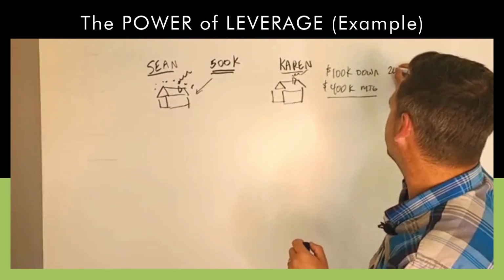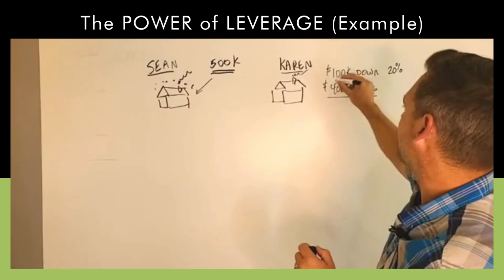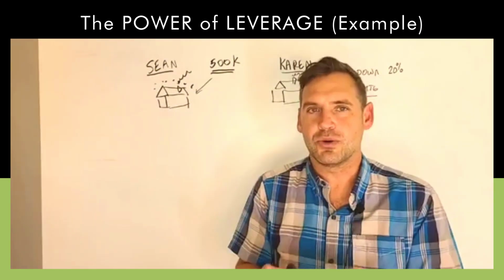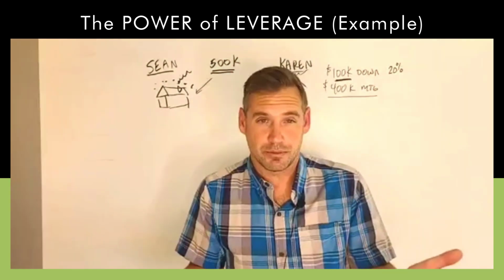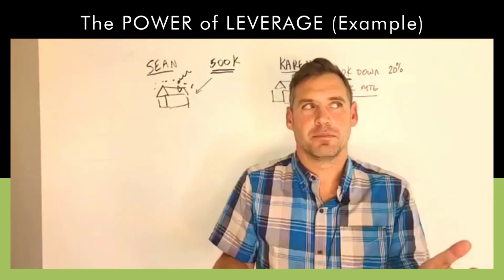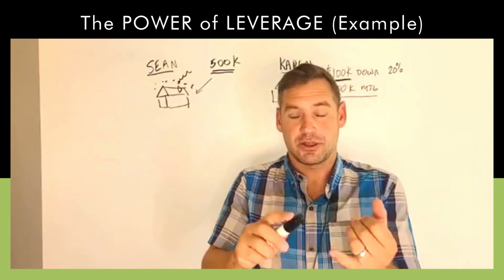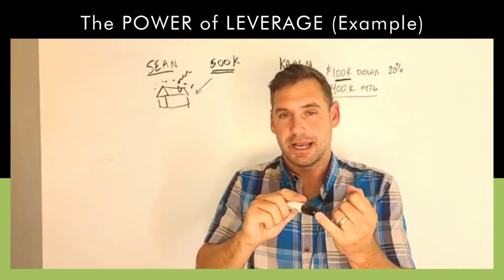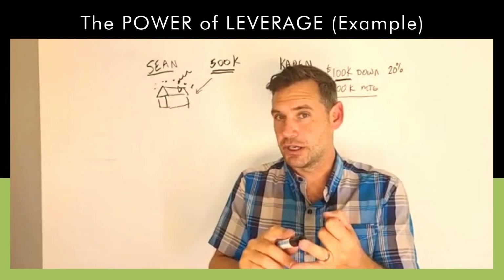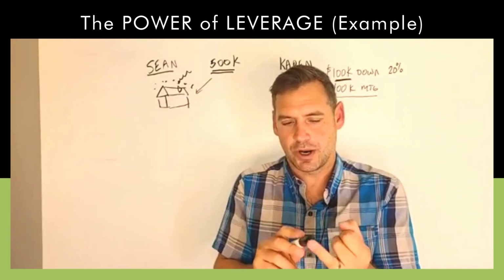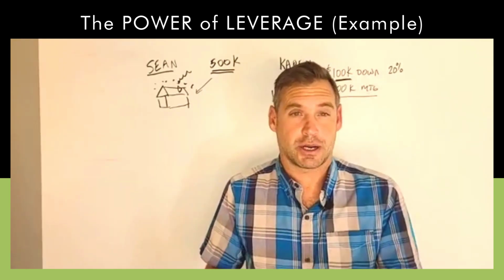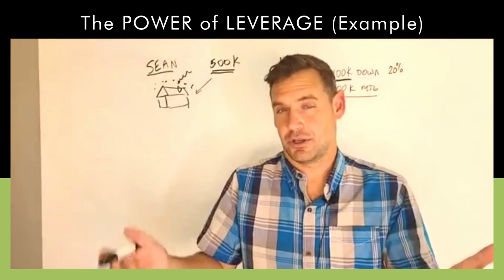So she puts 20% down, which is $100,000. Now, in real estate, we want the market to go up, right? That's kind of the whole point of buying a piece of real estate. We want to get three things from it. We want to get cash flow on a monthly basis. We want to get mortgage pay down, and I'm going to show you in a minute why that's important. And we want the market, hopefully we're buying in a market that's going to go up in value, okay?